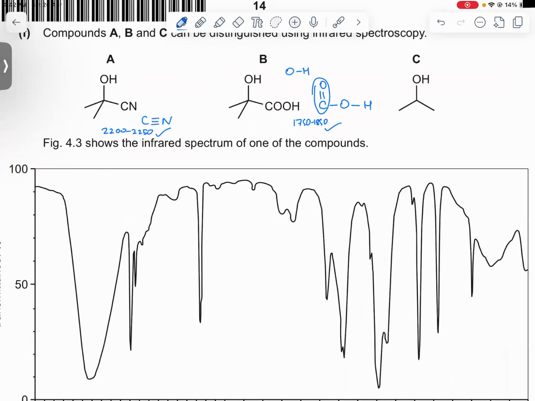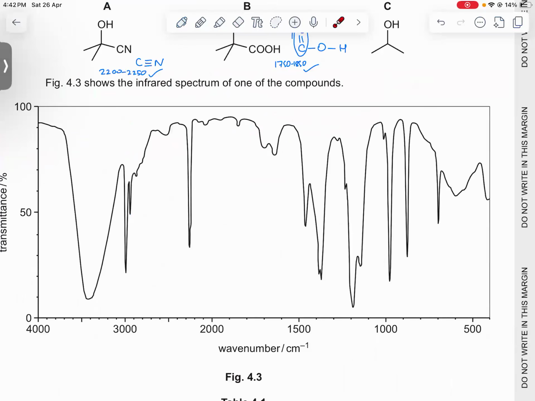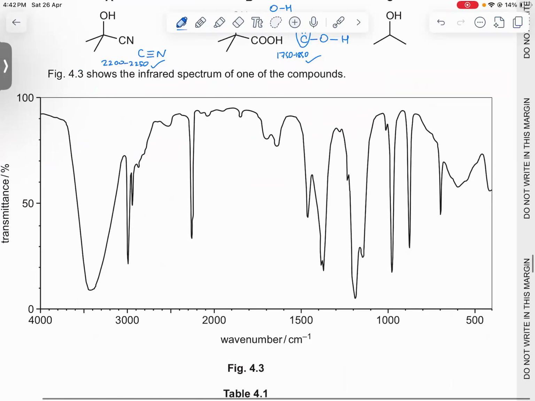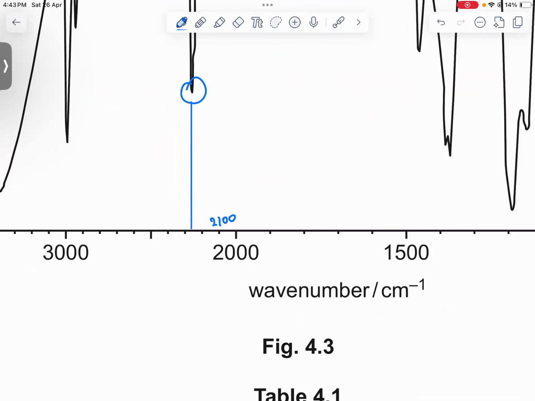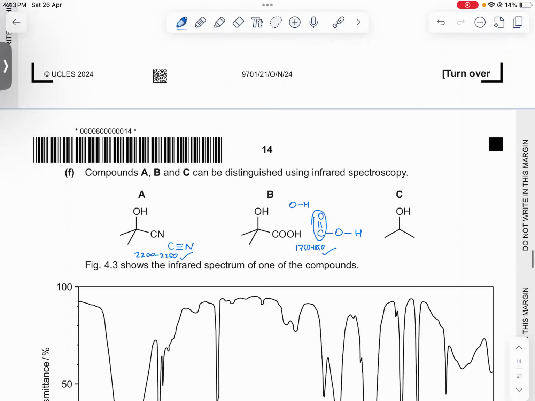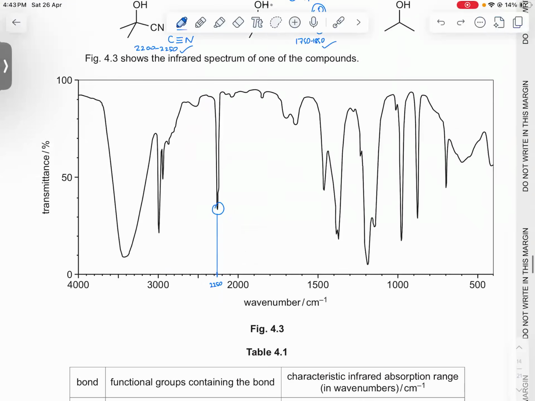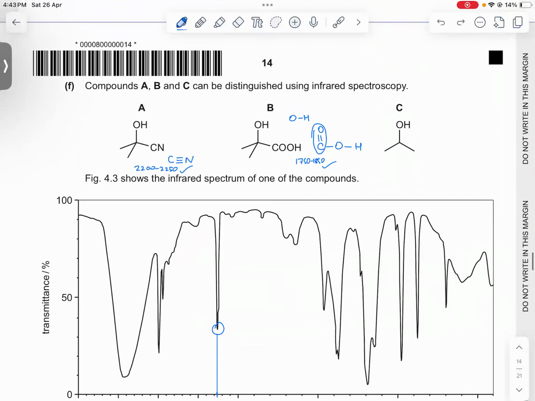All right, now look at the graph. Do we see a peak at 2200 to 2250? Let's look. There seems to be a peak right here. If I confirm it, this is 2100, this is 2200, this is 2300. So this peak right here is at 2250, which means that this compound has the carbon triple bond nitrogen functional group.